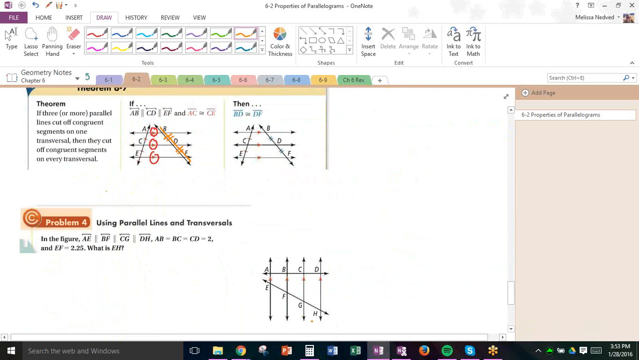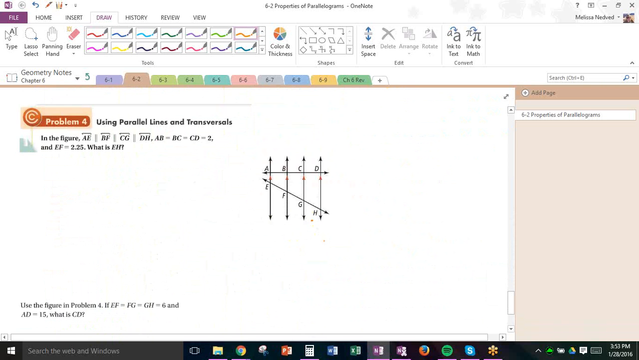Now, be aware, I'm not saying every segment is congruent. My segments in the left transversal are not congruent to the segments in the right transversal. All I'm saying is that the segments created by that second transversal are also congruent to each other. So let's go ahead and put that into play and practice a problem using that property.